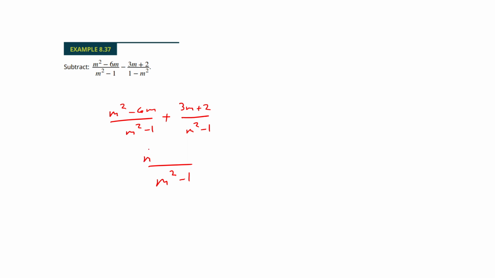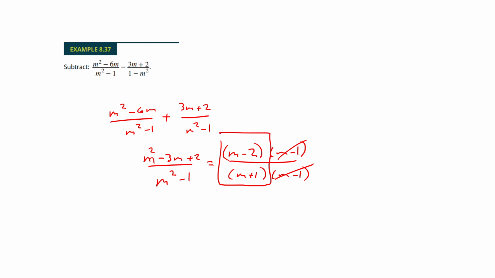I've got m squared minus 3m plus 2. Okay, now let's factor these to see if we can cancel anything down. I have m minus 2, m minus 1 on the top. On the bottom, m plus 1, m minus 1. And I had a match. So those cancel, and that would be my final answer.